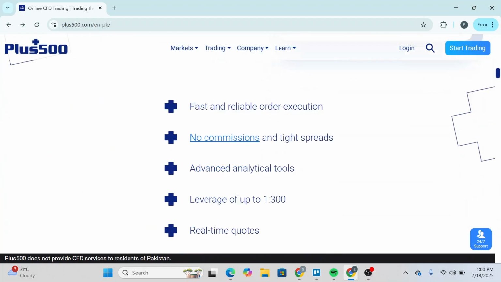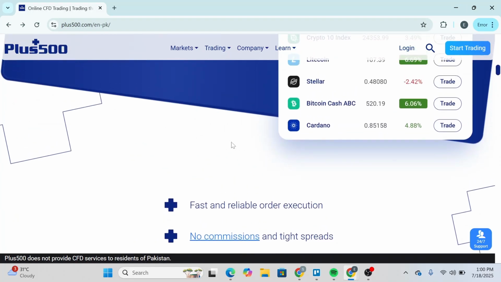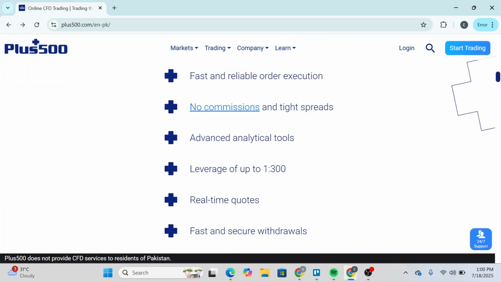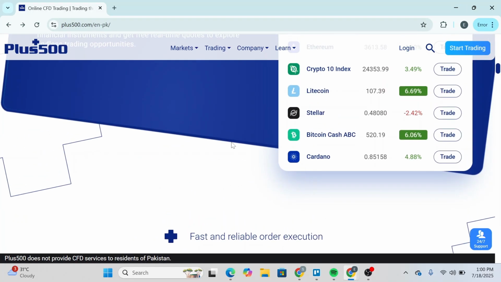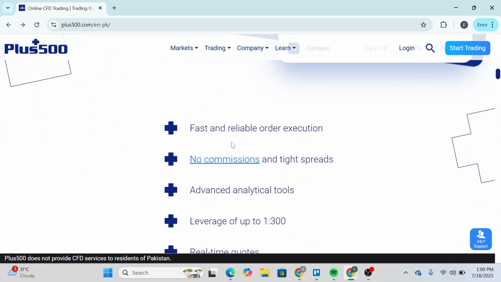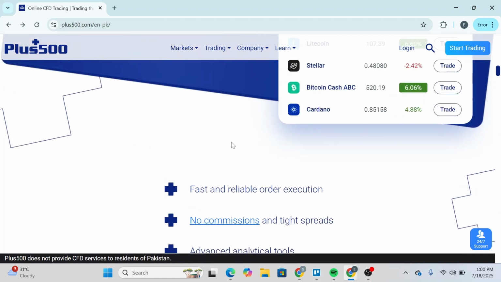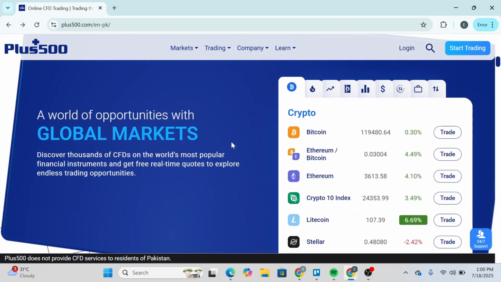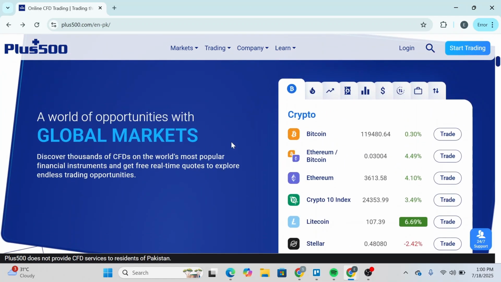So, who is it best for? Plus500 is best suited for beginner and intermediate traders, individuals who prefer a user-friendly, mobile-first platform, and those who want to trade multiple markets from a single account. However, the app is less suitable for high-frequency traders, algorithmic strategies, or anyone needing complex charting and automation tools.